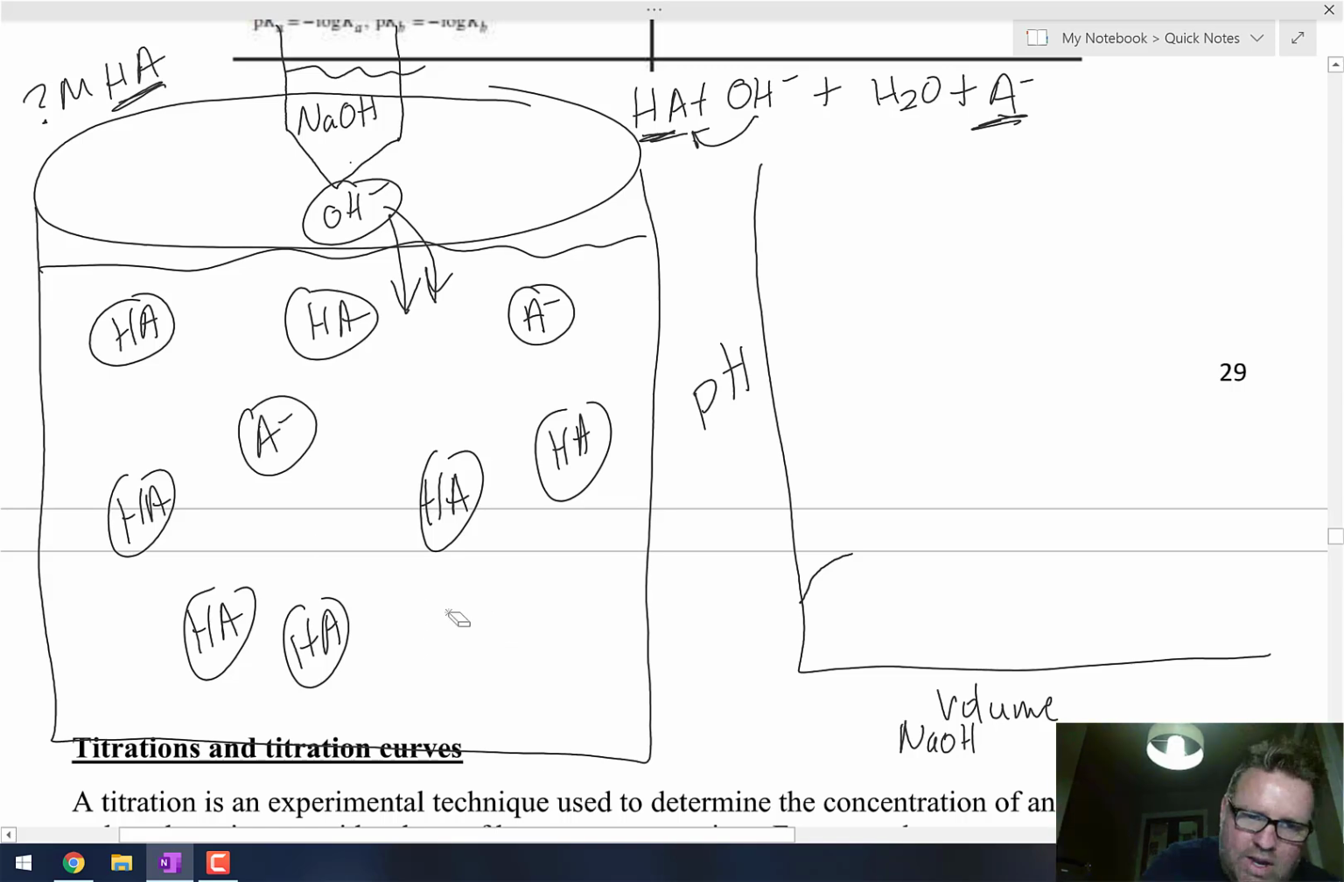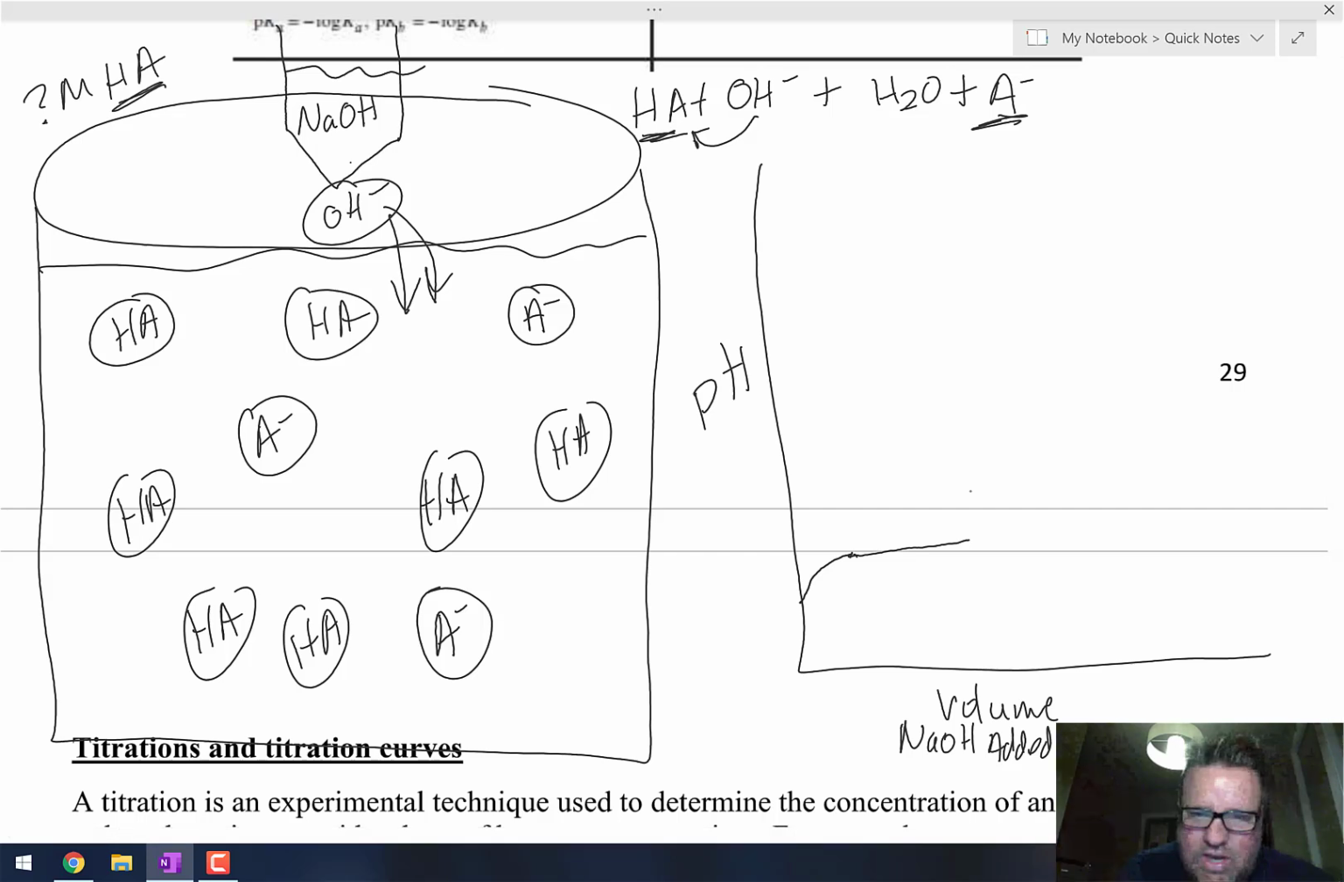Okay, and now we're going to keep adding more hydroxide. And you keep getting more of that conjugate base. But this whole time that this is happening, as the volume of NaOH added increases, that pH stays pretty flat. Okay, it's going up a little bit, but not very much in this region. Okay, and that region has an important name, and we'll get there in a little bit.